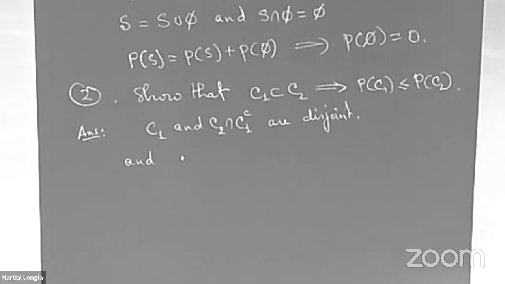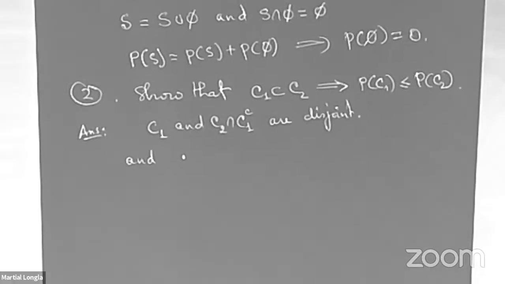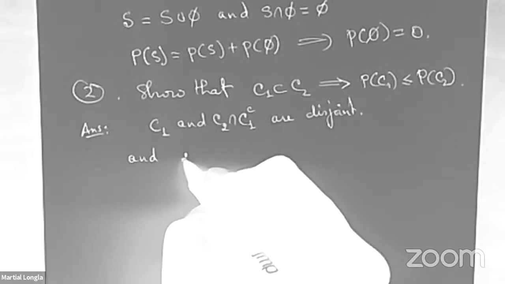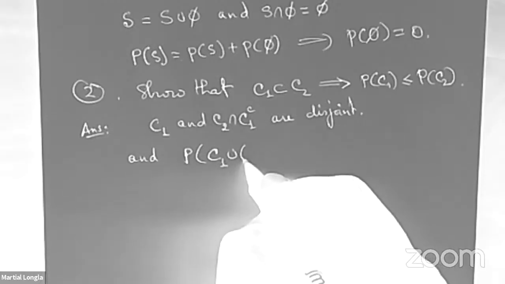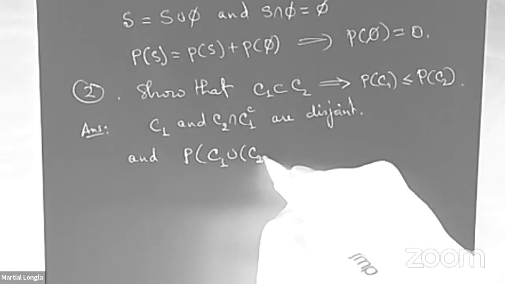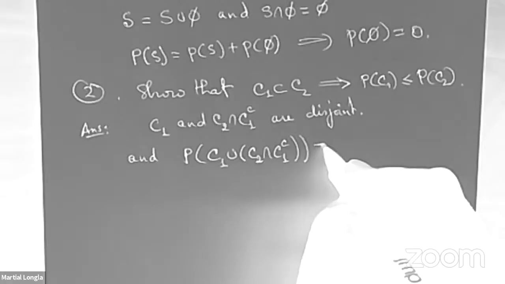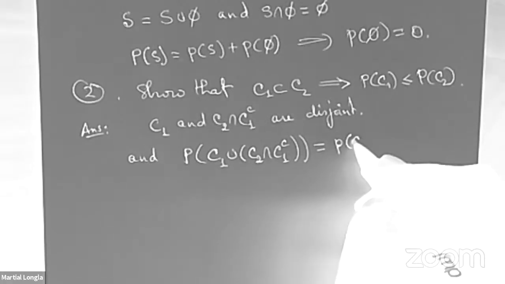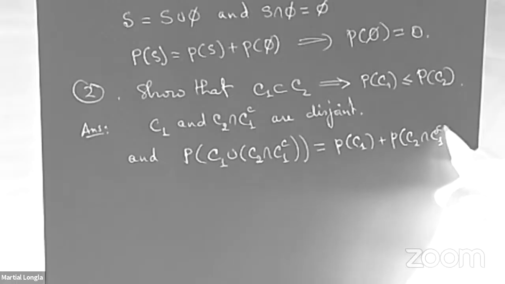What's that again? Yes. So, and what is the union of the two sets? Probability of C1 union, I'm just writing down what you just told me, okay? C2 intersection with C1 complement. What is it equal to? It's probability of C1 plus probability of C2 intersection with C1 complement.